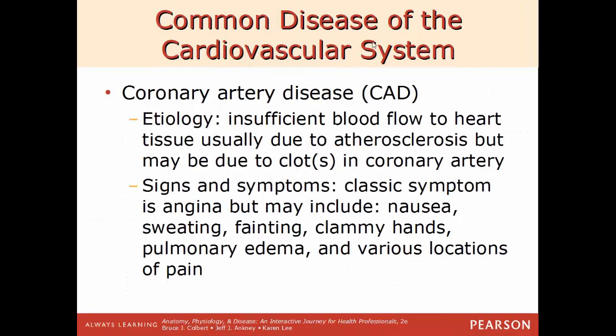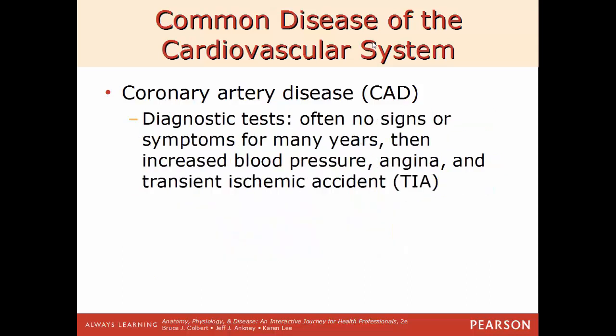The next one, CAD, coronary artery disease. The etiology here: insufficient blood flow to the heart tissue, usually due to atherosclerosis, but maybe due to clots within the coronary arteries. Some signs and symptoms. The classic symptom is angina, but it could include nausea, clammy hands, sweating and fainting, pulmonary edema, and various locations of pain.